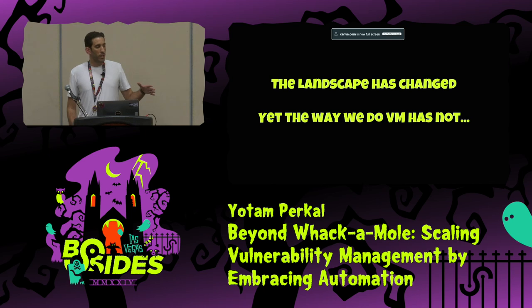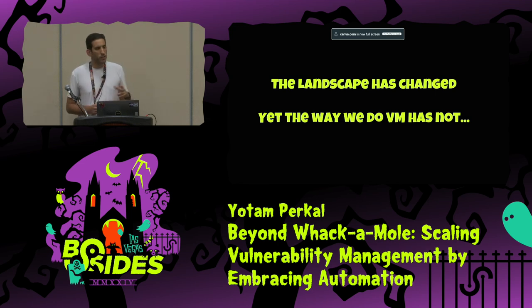So the landscape has changed, but the way we do vulnerability management, unfortunately, has not. We're still very reactive. The majority of organizations are still prioritizing based on CVSS scores. By the way, in a raise of hands, for those of you practicing vulnerability management, how many of the companies that you work with rely solely or mostly on CVSS for prioritizing vulnerabilities? Yeah, quite a few hands, okay.